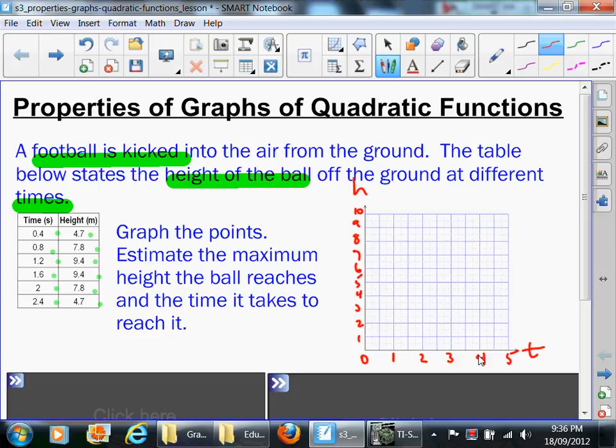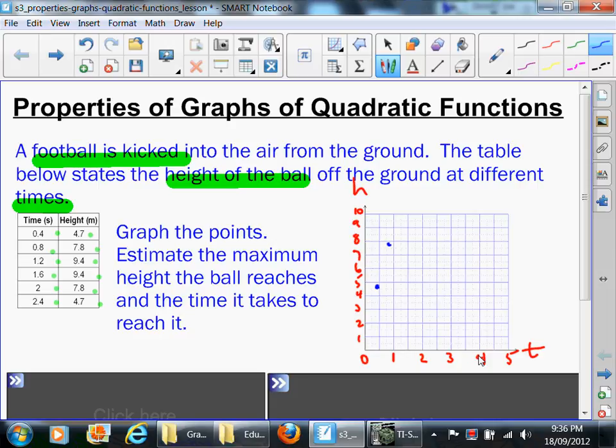Okay, so now we're going to plot these points. At 0.4 seconds, we go up to 4.7 meters. So 0.4 would be about here, 4.7 right here. Then we have 0.8 seconds, and that would be 7.8. So that's right there.